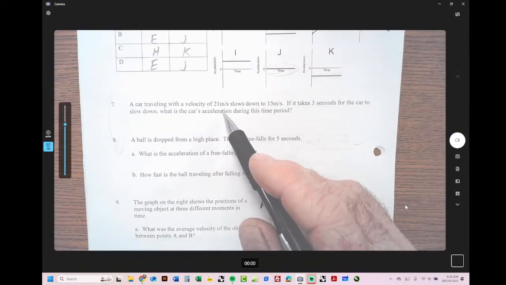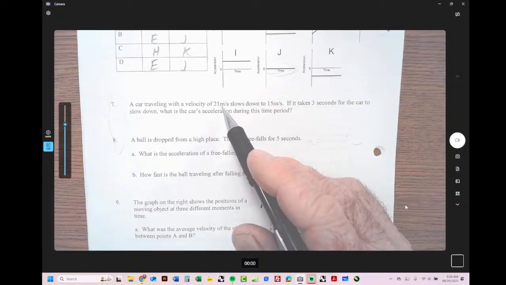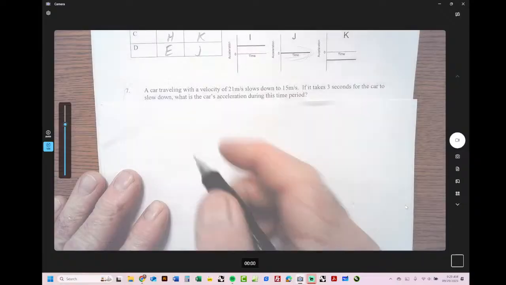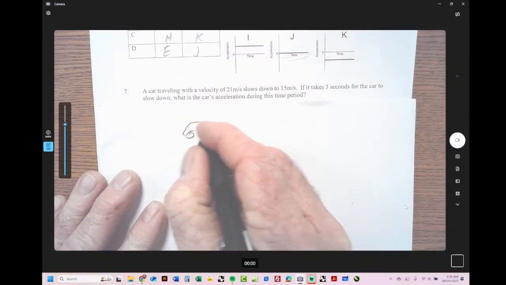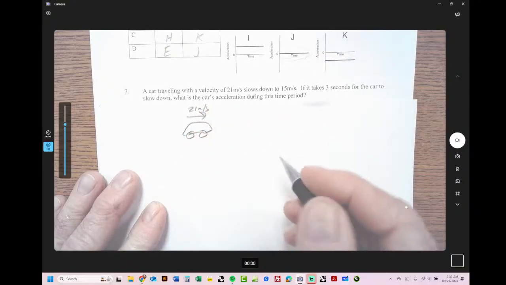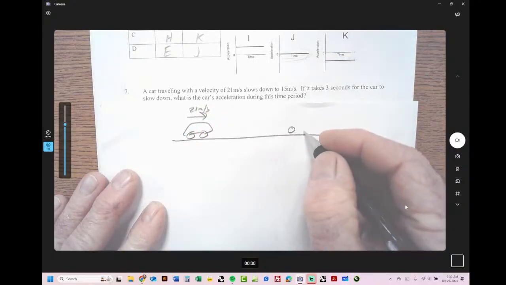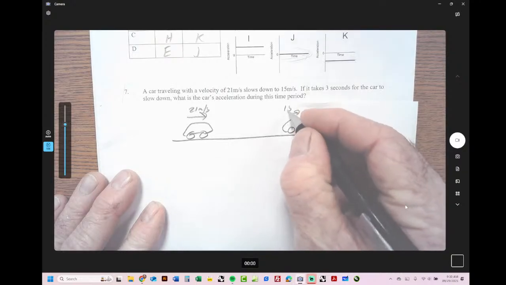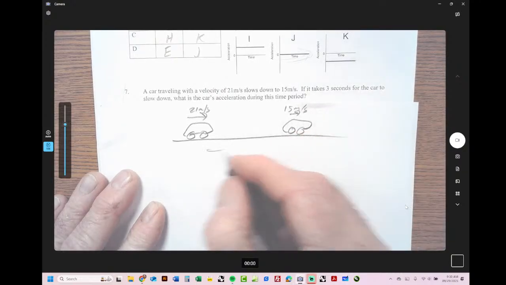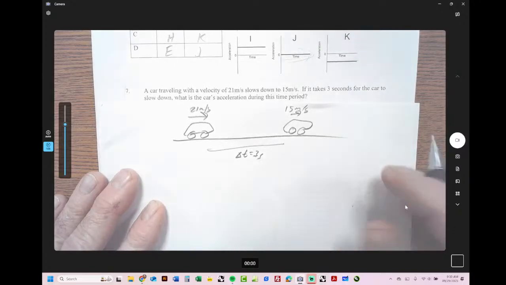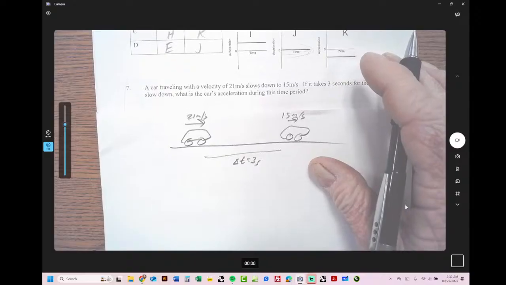So we've got a car traveling with a velocity of 21 meters per second, and it slows down to 15 meters per second. So here's my car, and it's going 21 meters per second, and this is a lot like the one we just did on the quiz. Then it slows down to 15 meters per second, and the time, delta t, is 3 seconds. This is very much like that. We just have to find acceleration.